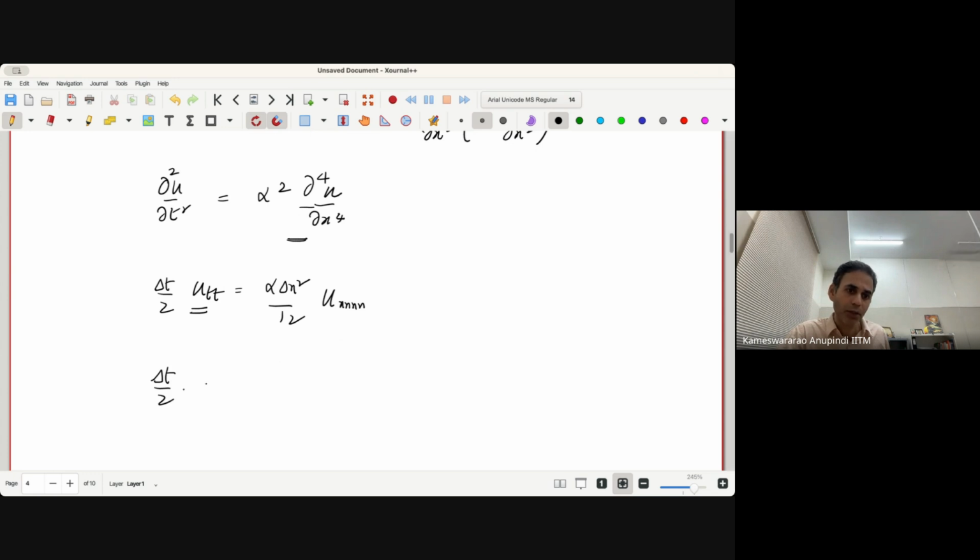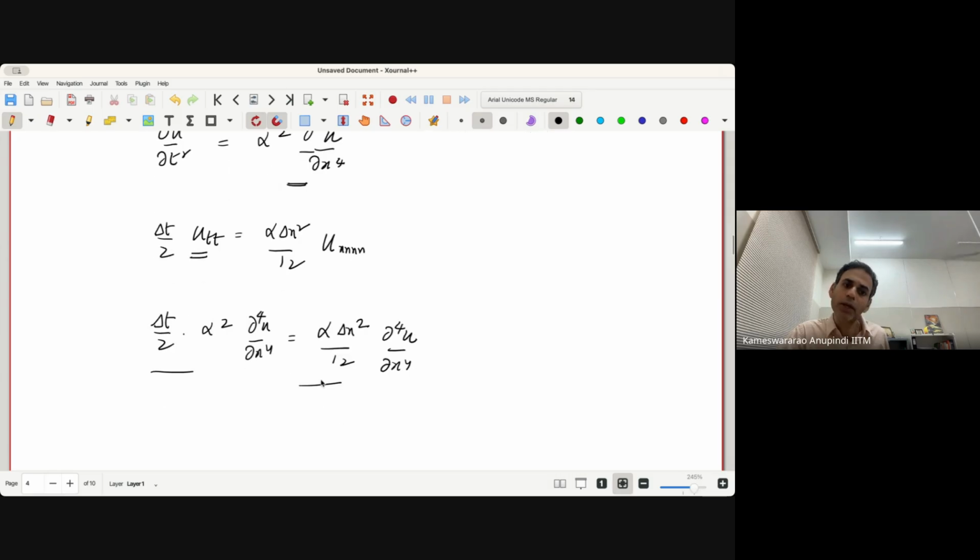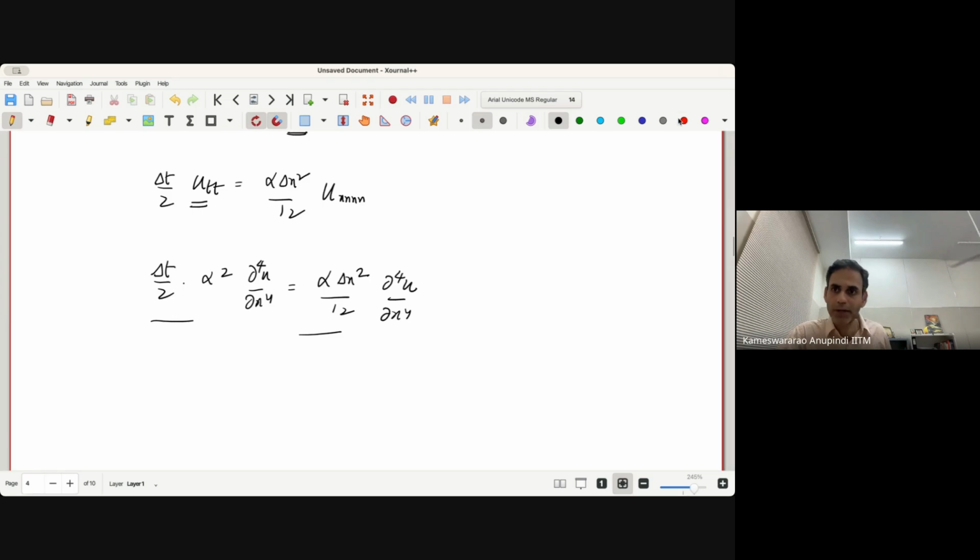That is delta t by 2 alpha square dou power 4 u by dou x power 4 equals alpha delta x square by 12. This is also dou power 4 u by dou x power 4. Okay, that means now I just need to equate these two guys. One alpha gets cancelled. Then what I end up with is delta t times alpha by 2 equals delta x squared by 12. That means delta t equals delta x squared by 6 alpha.